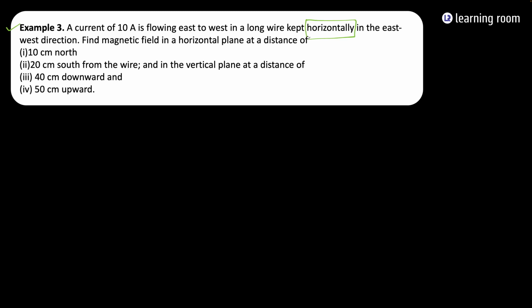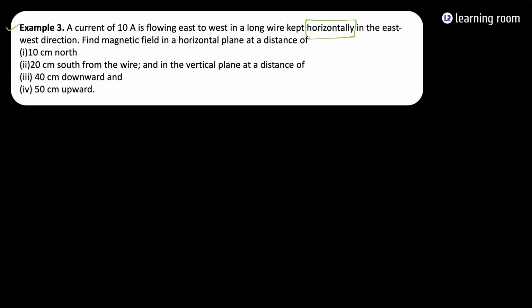Now, what is our job? Find the magnetic field in the horizontal plane, right? In this horizontal plane, at which distance? At a distance of 10 centimeter north, means 10 centimeter this side.